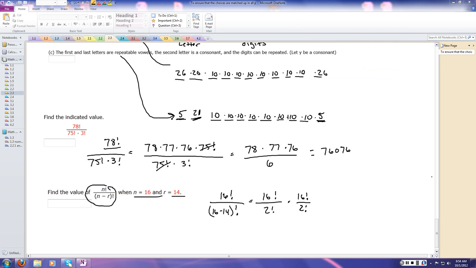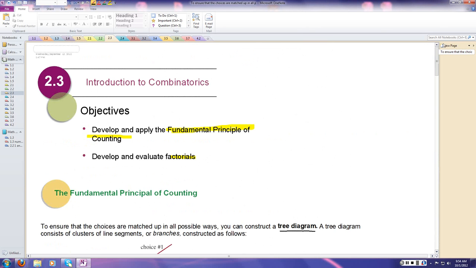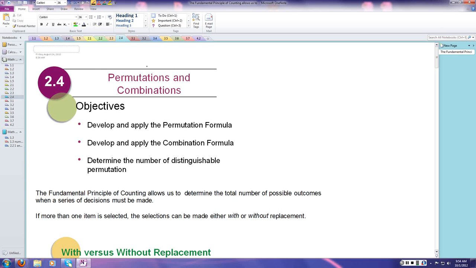Section 2.3 is meant to be pretty straightforward. You get the counting principles. You'll actually use some of these methods in 2.4 when we talk about permutations and combinations, which we'll do this same week. So good luck with this section. Let me know if you have any questions.